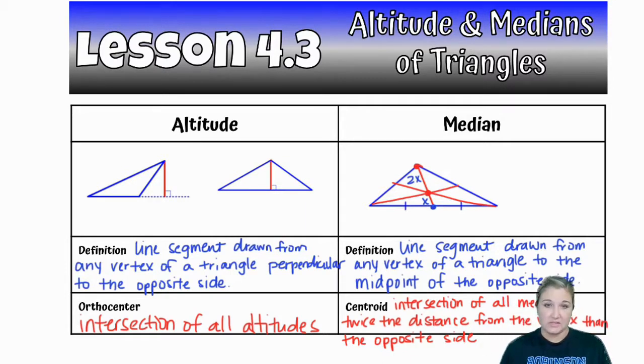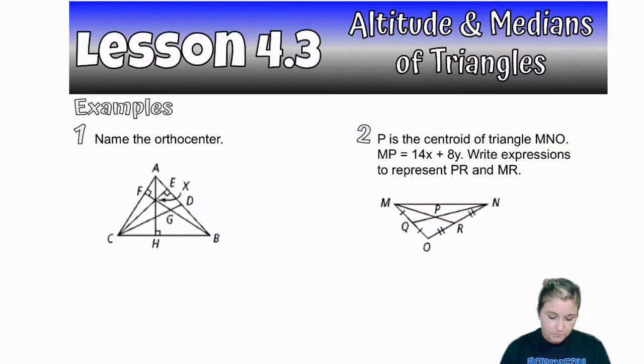So if X is 5, then from the blue point to the centroid would be 5. And then from the centroid to that top vertex point would be twice that, 2 times 5, which would be 10. So that's what we're looking at when we look at the centroid. And we will work with that a little bit in the next examples.